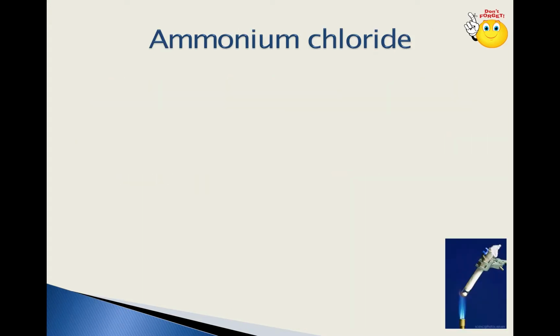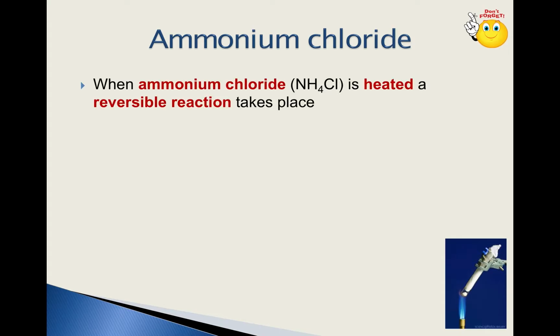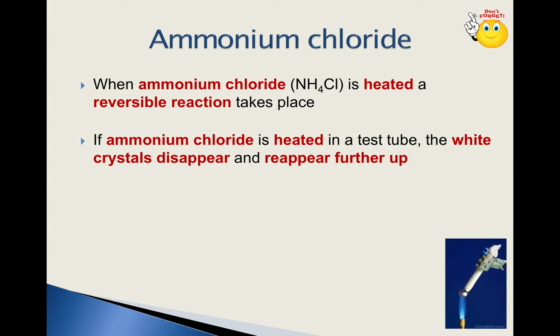Okay, let's look at another reversible reaction that you may have come across, and that involves using ammonium chloride, which is NH4Cl. When ammonium chloride is heated, again a reversible reaction takes place. If ammonium chloride is heated in a test tube, the white crystals of ammonium chloride disappear and they appear further up the test tube. And if you look carefully at the picture at the bottom, you can see that the Bunsen burner flame, i.e. the blue flame, is strongly heating the white crystals at the bottom, and that's the crystals of ammonium chloride. And as they're heated strongly, you can see that they disappear.